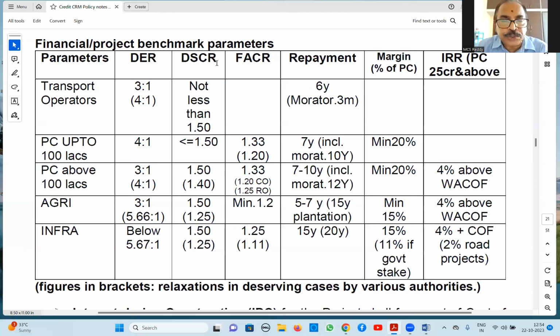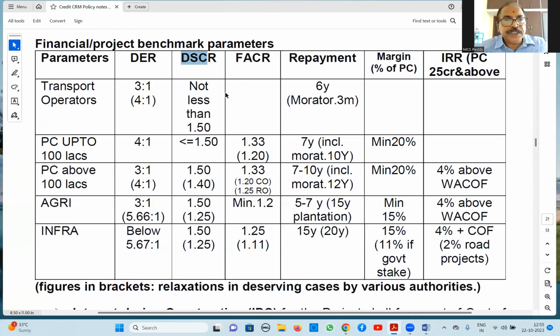Debt service coverage ratio. Debt service coverage ratio means here the equation is profit after tax plus depreciation plus interest on term loans divided by interest on term loans and installments on term loans. In other words, we call it surplus divided by commitment. What is surplus? Profit after tax plus interest on term loan plus installment on loan plus depreciation. That is surplus divided by commitment, which is interest on term loans and installments on term loan.